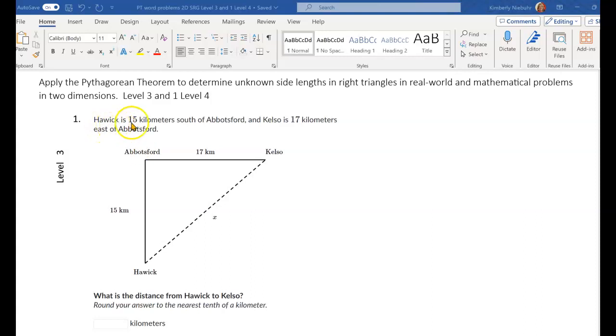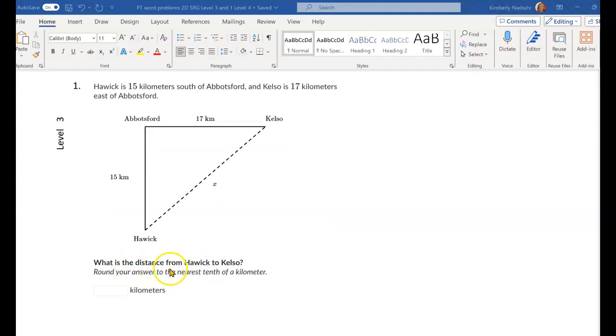There's a town and it's 15 kilometers south of another town, and that other town is 17 kilometers east of Abbotsford. What is the distance from the H town to the K town?